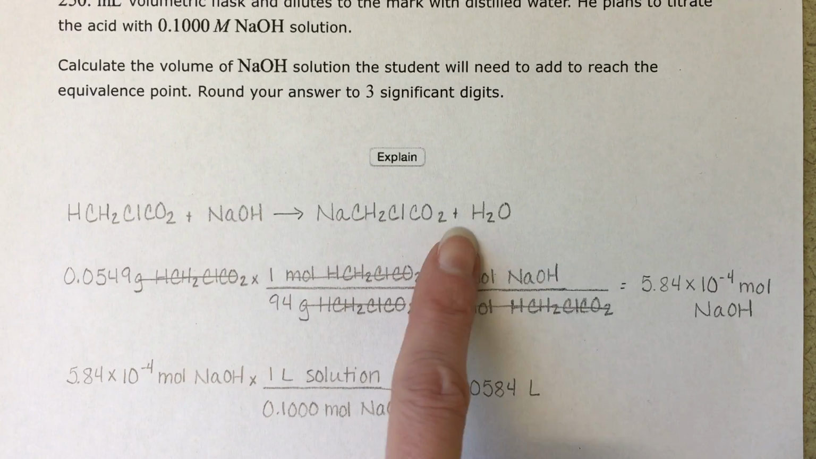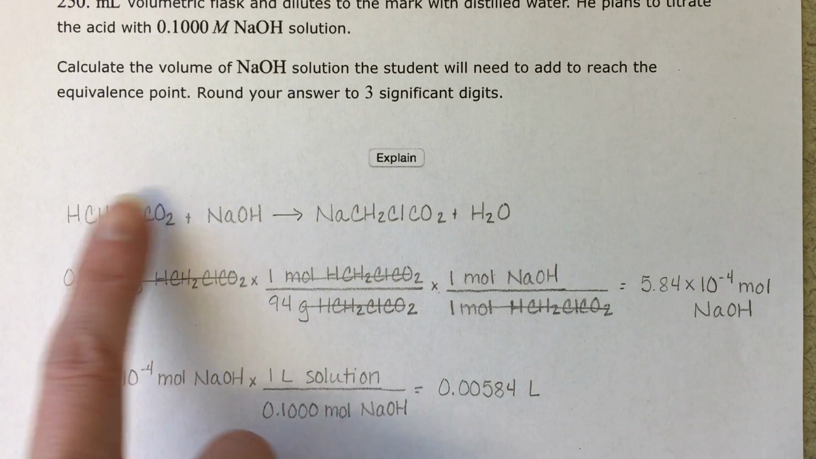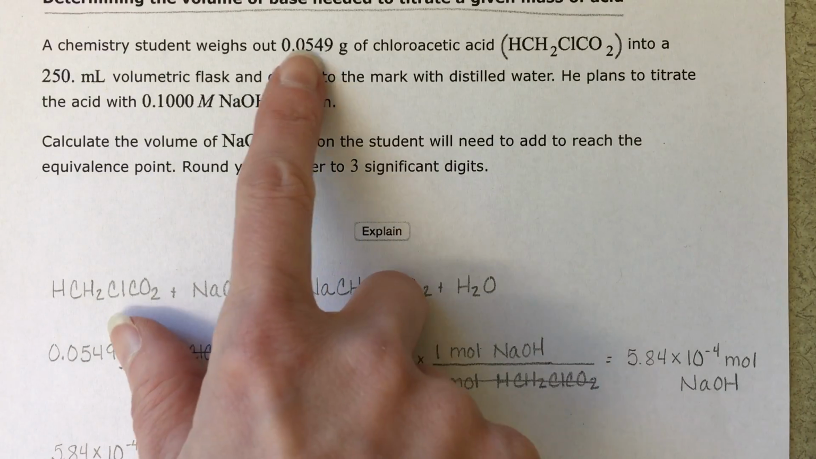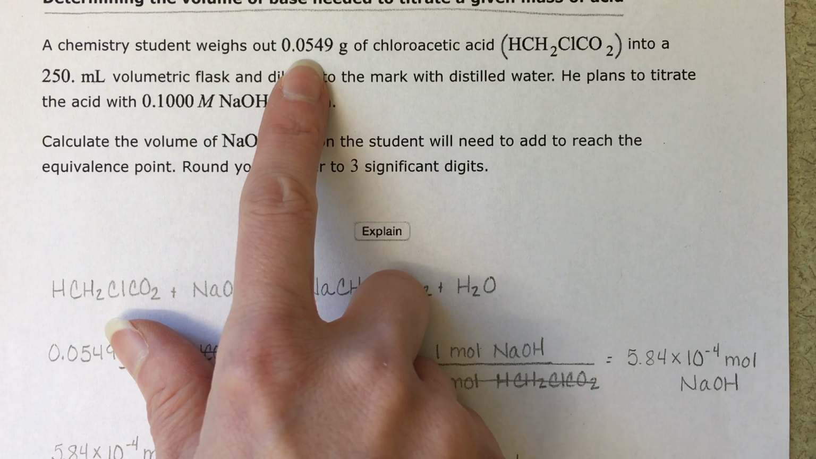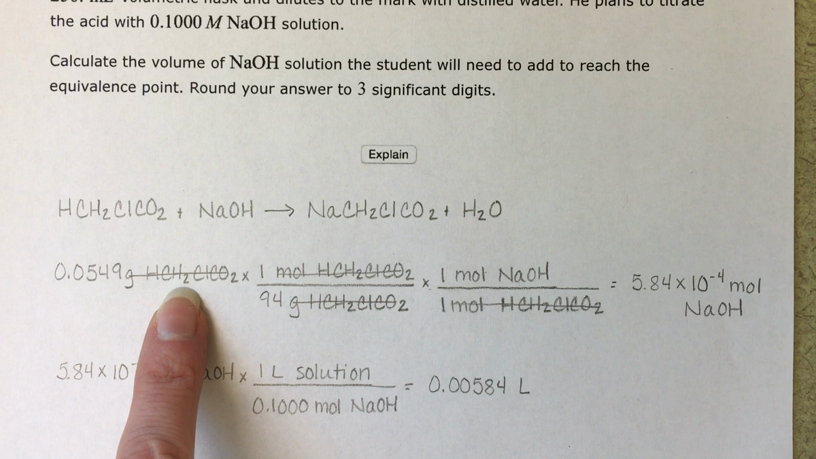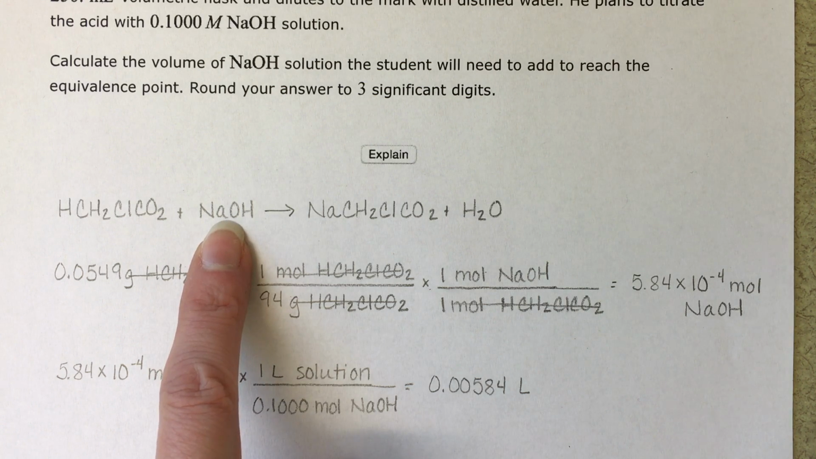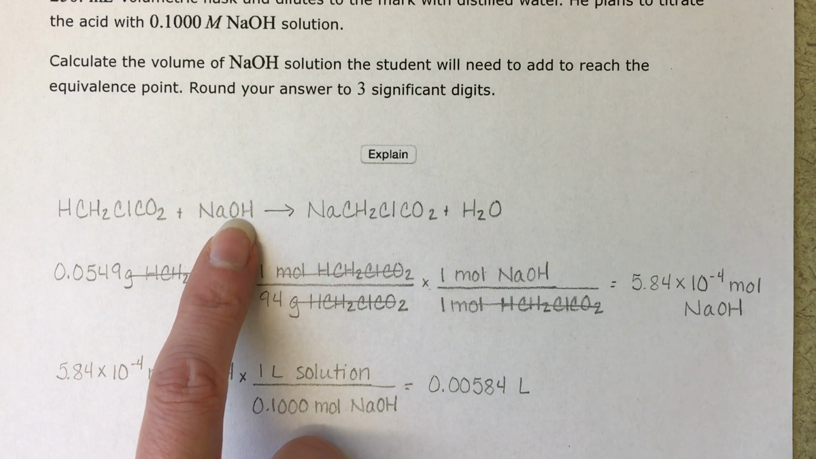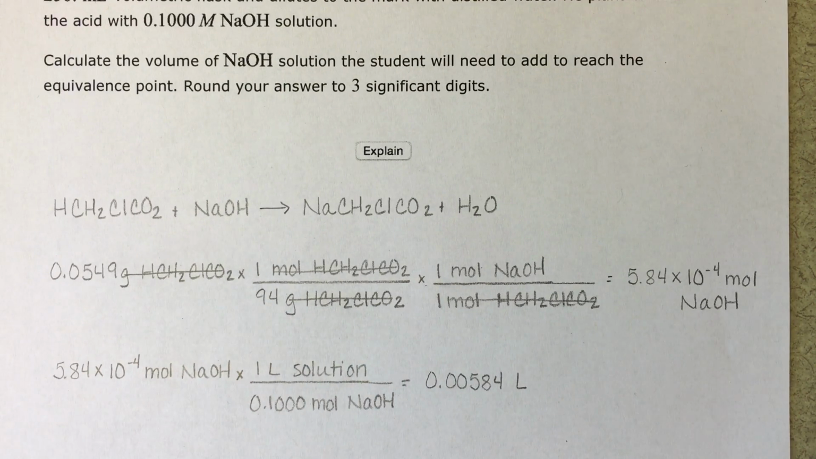Once we have the equation, which tells us how these two things react with each other, then we can go ahead and do stoichiometry. We know from the problem that we're starting with 0.0549 grams of chloroacetic acid, and we want to figure out how much sodium hydroxide that corresponds to. In order to relate chloroacetic acid to sodium hydroxide, we need to convert into moles so that we can do a mole-to-mole conversion.